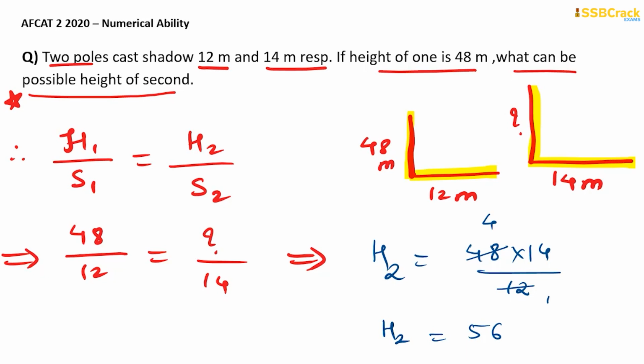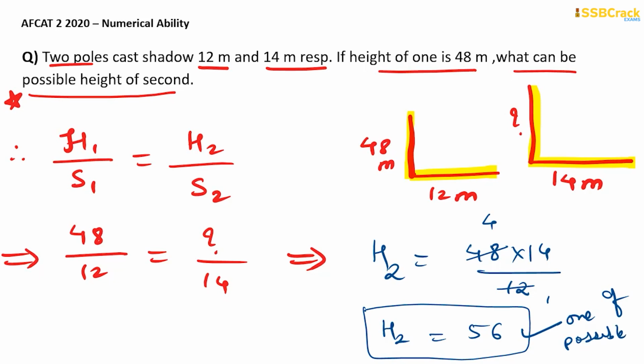So the height of the second pole, one of the possible heights, can be 56 meters. Okay, so hence the answer could be one possible height: 56 meters.